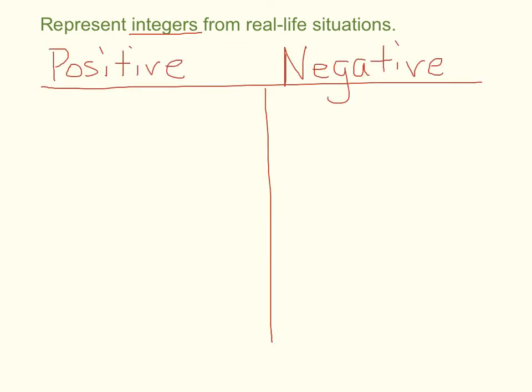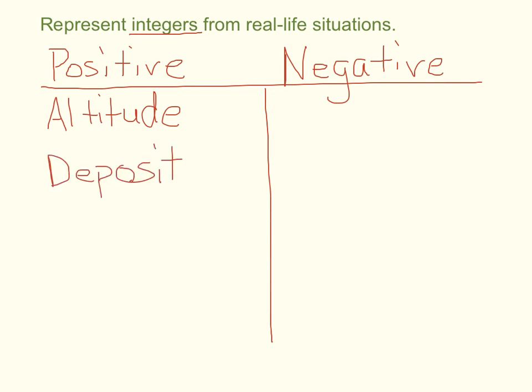Our last objective today is to represent integers from real-life situations. Now remember, integers are positive and negative whole numbers. So what kinds of things in real-life situations would be positive numbers, and what kinds of things would be negative numbers? Things like altitude are positive numbers, because that's how far up from the ground you are. A deposit is a positive number. Deposit is how much money you put into the bank. The number of yards gained in a football game would be a positive number.